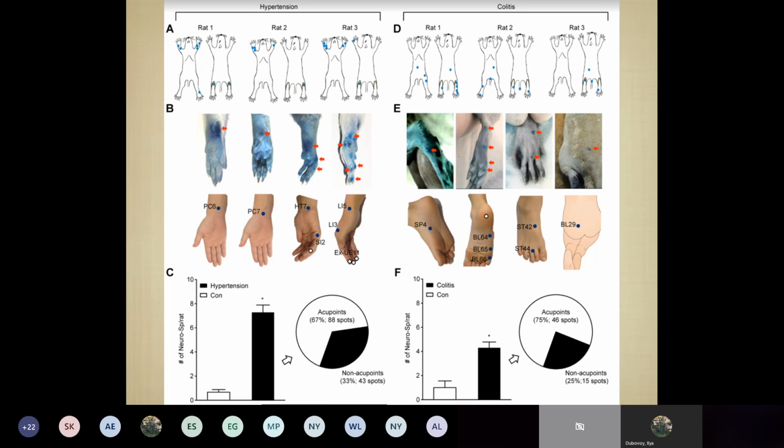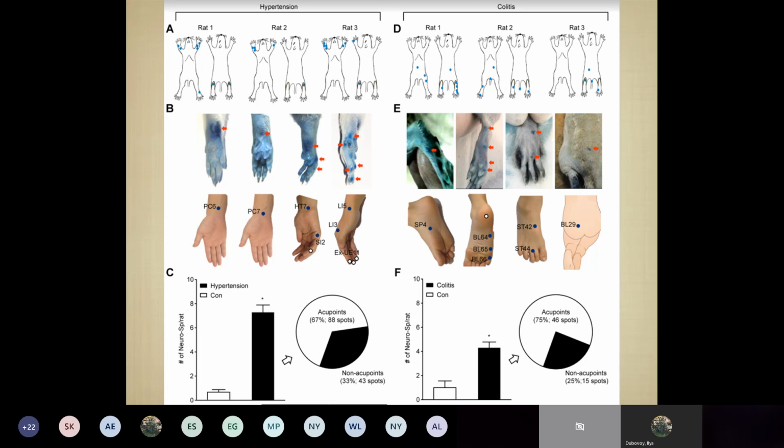As the name suggests, pericardium 6, pericardium 7, heart 7, and some of the other points on the hand. We see that there was a remarkable overlap between the anatomic description of the points, as I mentioned, and the extravasation of the dye. Only a few rats are shown, but this was done quite reliably.